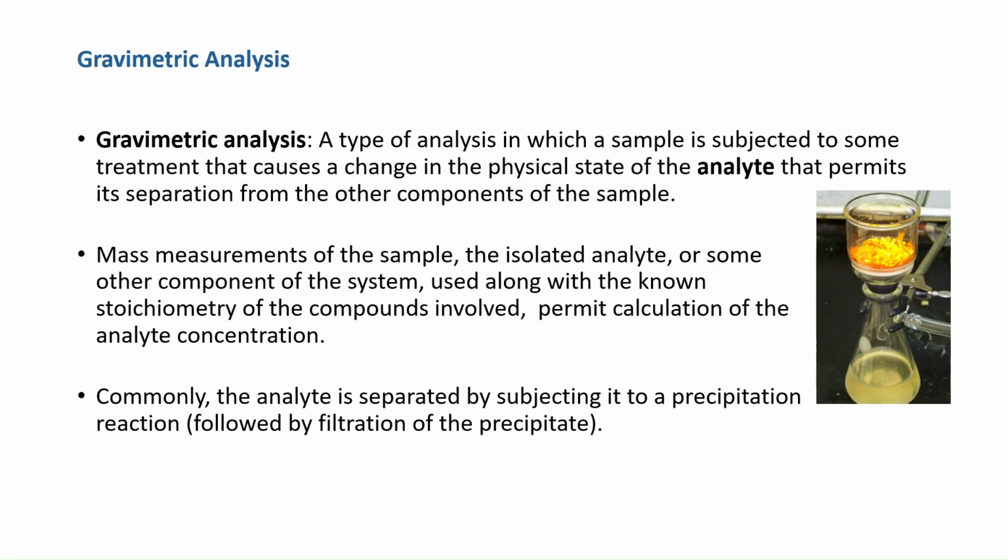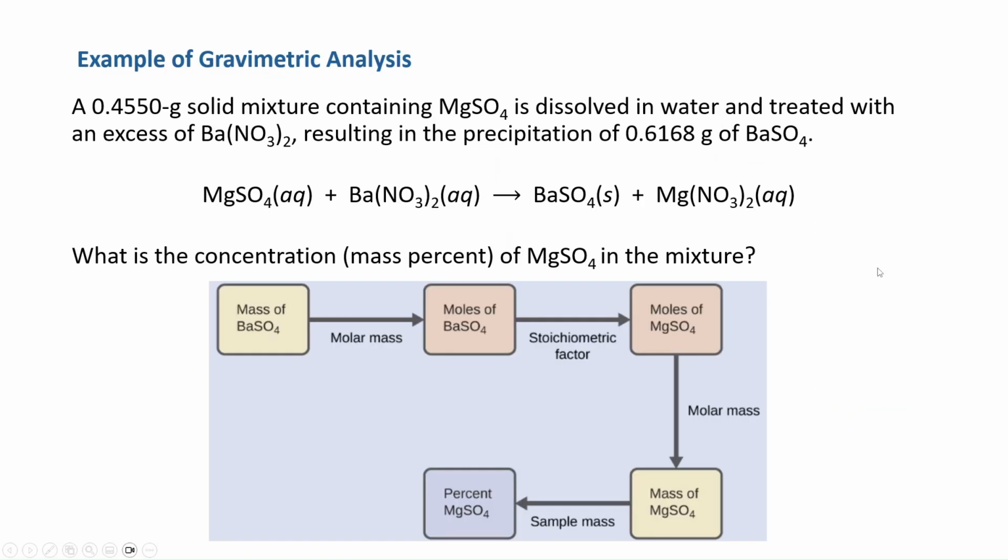Gravimetric analysis is another type. When you have a mixture, sometimes you can separate the substance you're looking for, the analyte, by causing a physical change that allows you to isolate it. Most of the time, what they do is a chemical reaction that causes it to precipitate, because then you can filter it and you know how much you have. So obviously what you filter is the result, but let's do an example showing you.